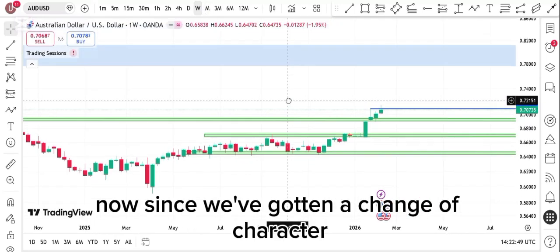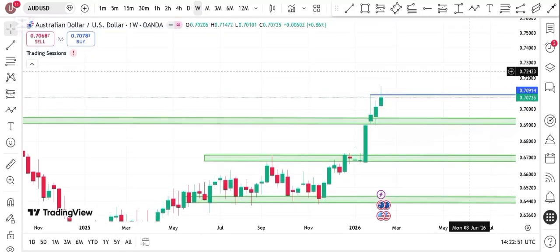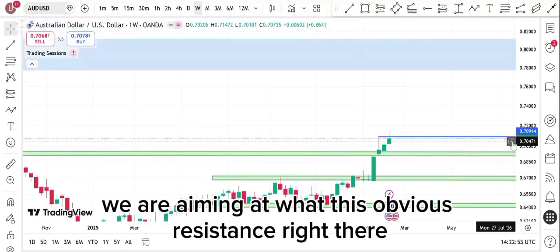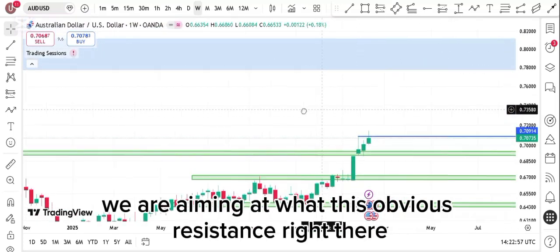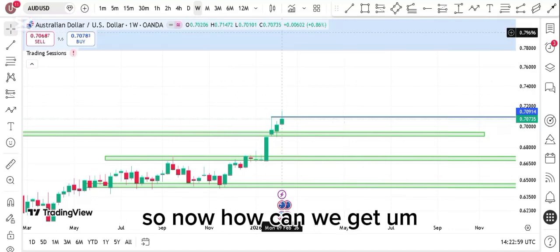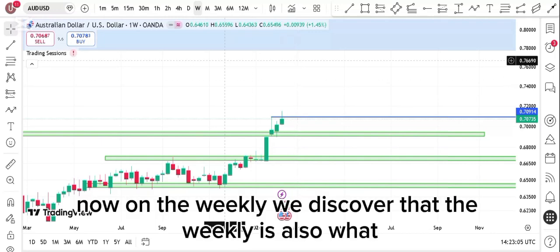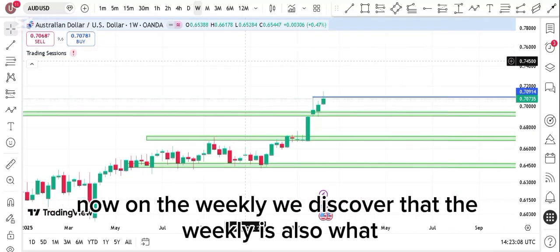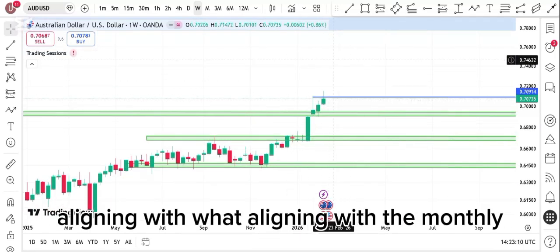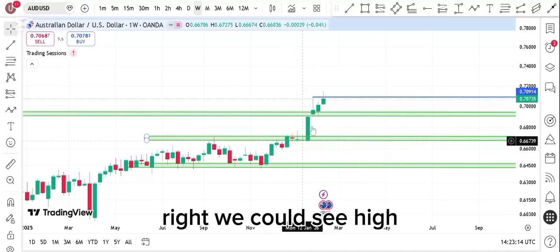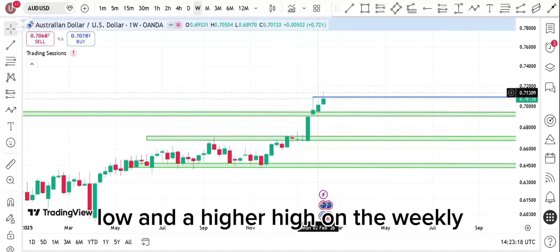Now, since we've gotten the change of character, we know that we are aiming at this obvious resistance right there. So how can we get entry to this resistance we could see here? On the weekly, we discovered that the weekly is also aligning with the monthly. We could see a high, a low, and a higher high on the weekly.